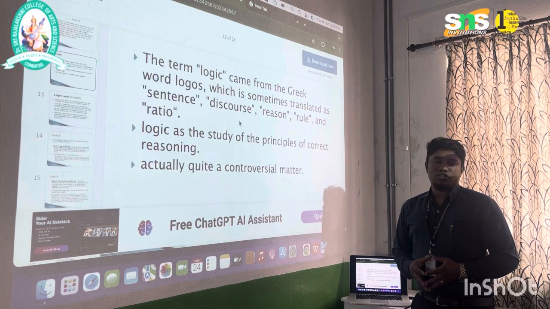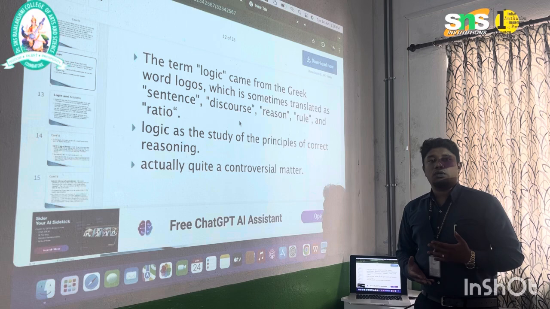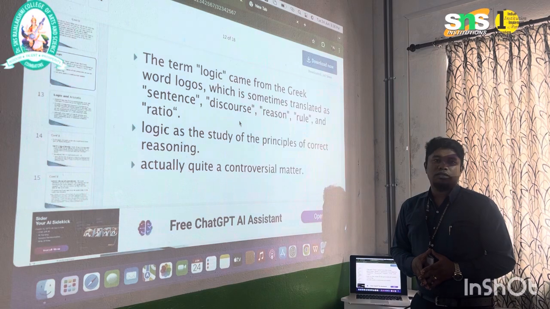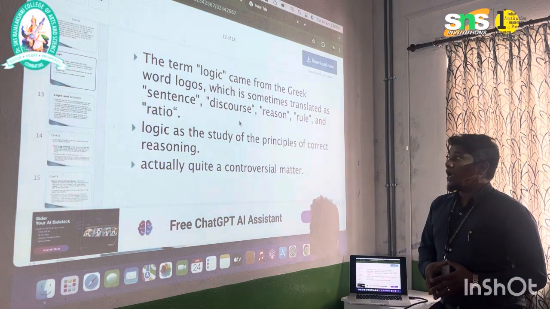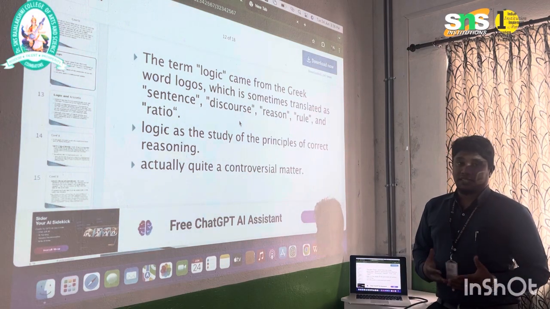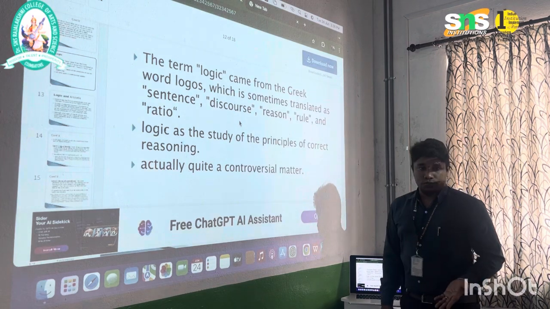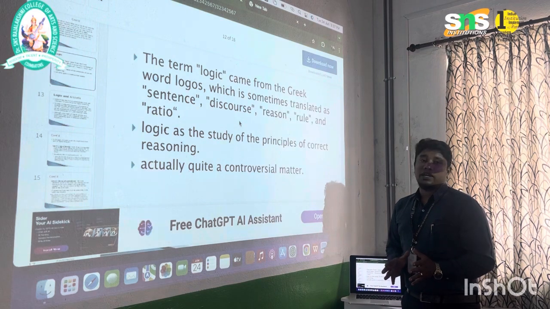So last class we saw where Aristotle was born, what he logically made, and what ideas he implemented mainly on poetics and other forms of poetics. Here we ended with logic. Logic came from the Greek word logos, which is sometimes translated as sentence, discourse, reason, rules and ratios. Logic is the study of the principles of correct reasoning.